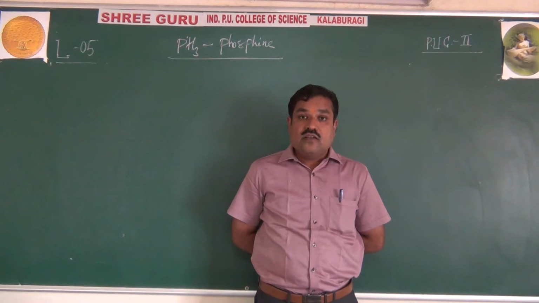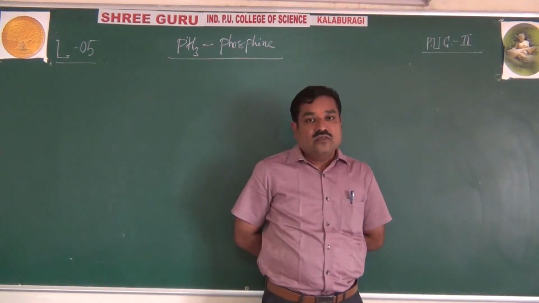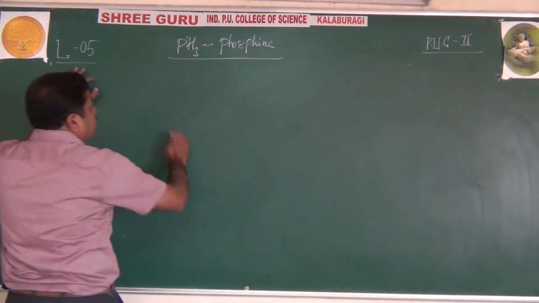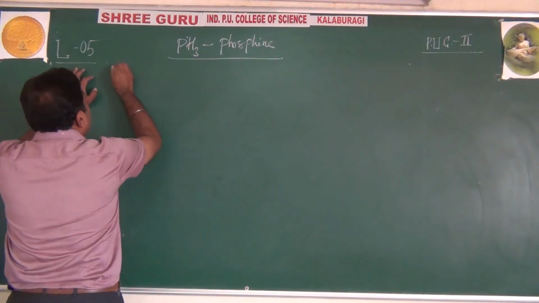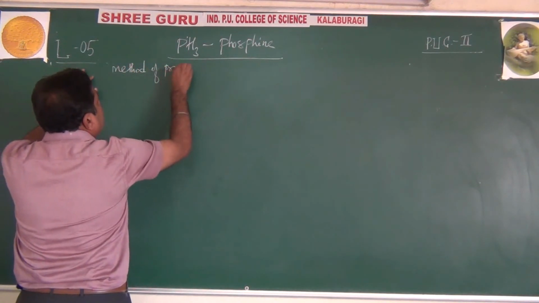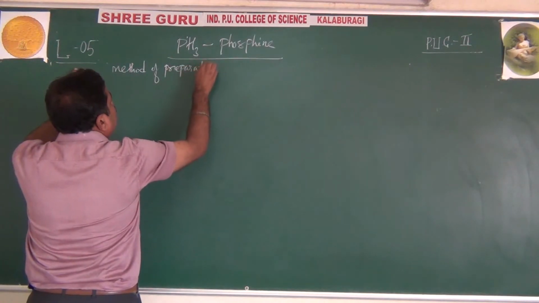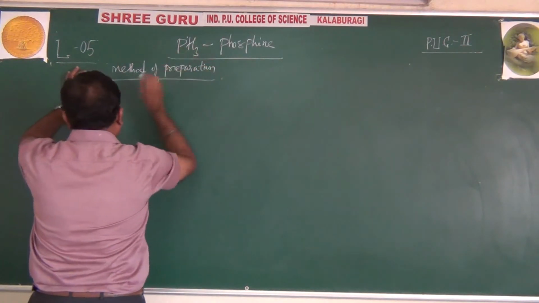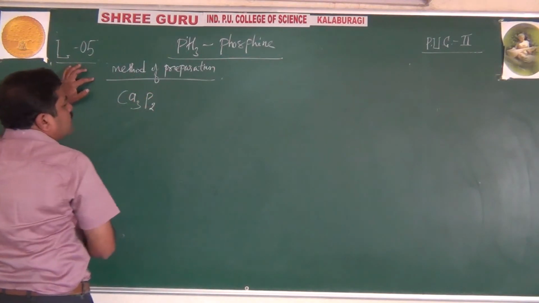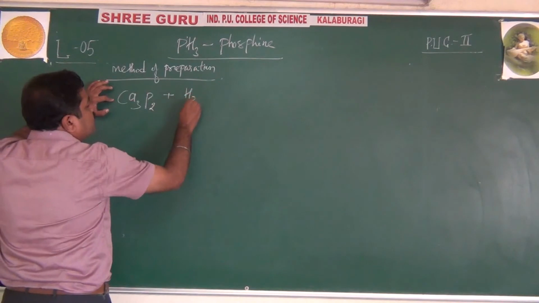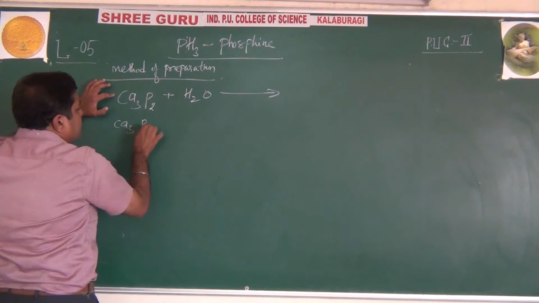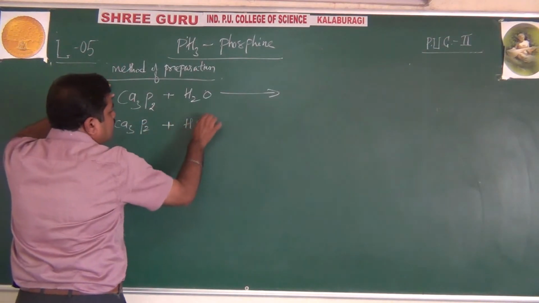But this phosphine gas is a highly poisonous gas. I will tell you later. First, the general method of preparation. The first method: phosphine is prepared by taking calcium phosphide. The calcium phosphide formula is Ca3P2, hydrolyzed with water, or calcium phosphide hydrolyzed with a mineral acid, dilute HCl.